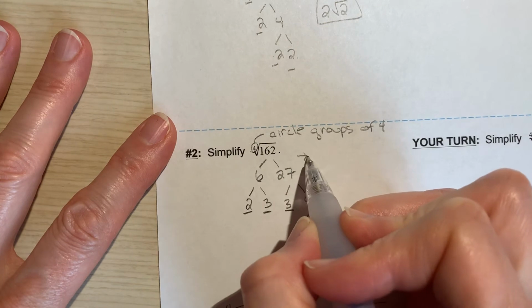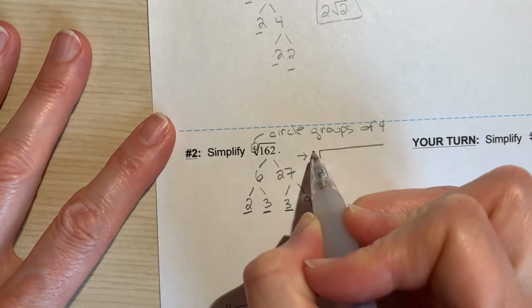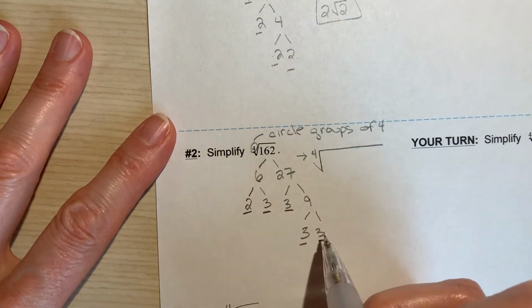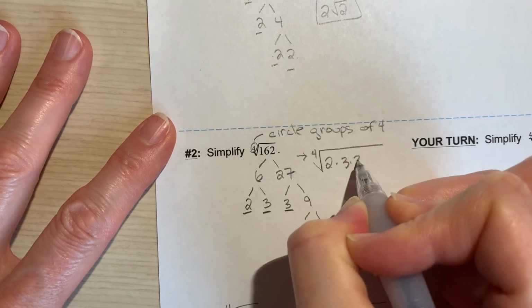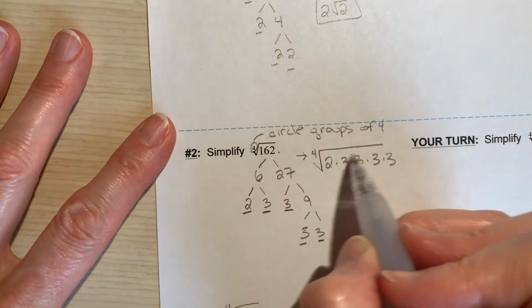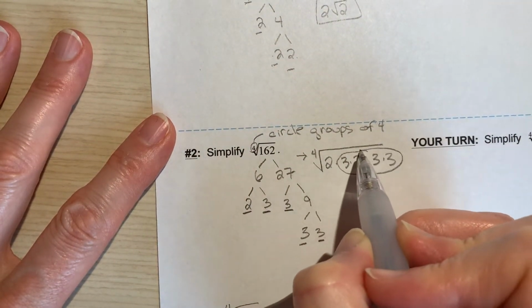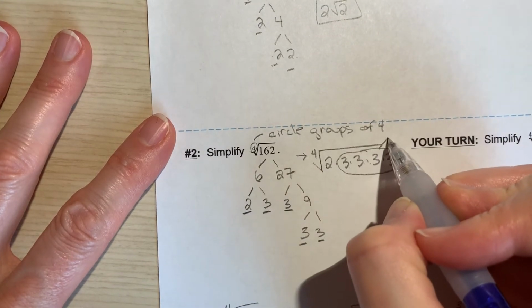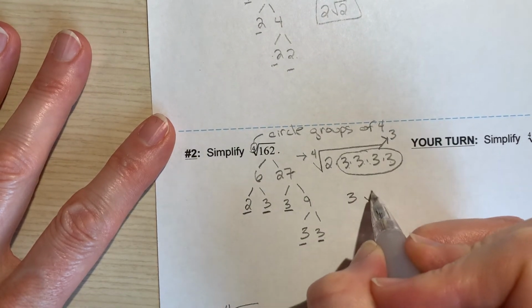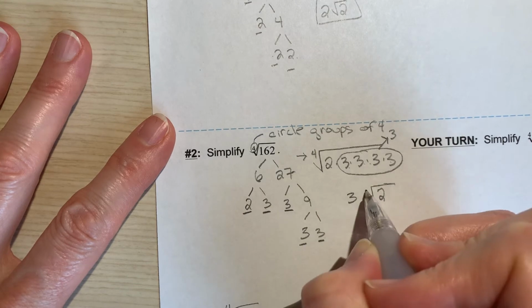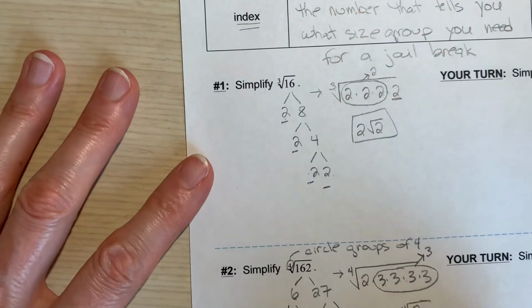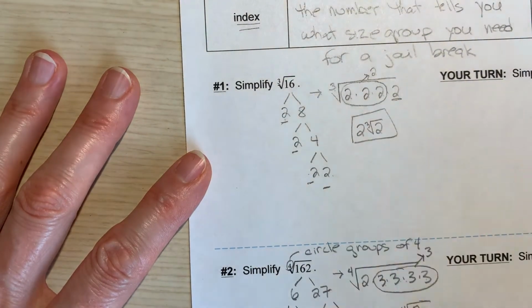Okay, so 162, don't forget your index here, a 4, can be written as 2 times 3 times 3 times 3 times 3. 4 3s, right? Yes, 1, 2, 3, 4. Okay, perfect, because I need a group of 4 to do a jailbreak. So there's my group of 4 3s. Out of that group of 4, only 1 is going to make it out alive. So 3 will be outside the jail. 2 will be left inside the jail, and we need to put that index of 4 on our root. Actually, I think I forgot to do that on the previous one. Go back up here and put an index of 3 on there.